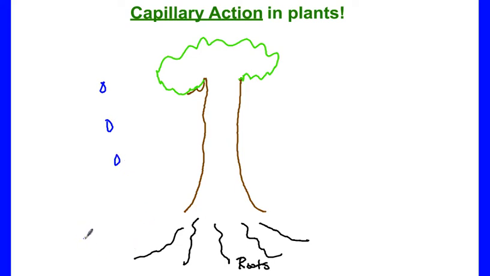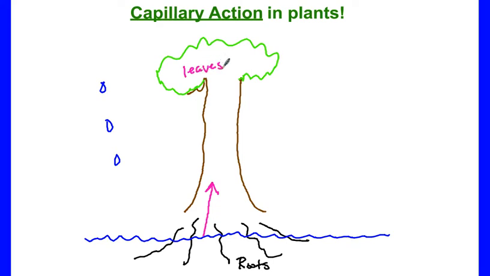Now, when it rains outside, the water comes down and it hits the ground. And under the ground, you have what we call groundwater. So the water is going to go into the root and it's going to travel up the tree. Now, that's going against gravity. So how does the water get from way down here under the ground in the roots all the way up here in the leaves where photosynthesis occurs?